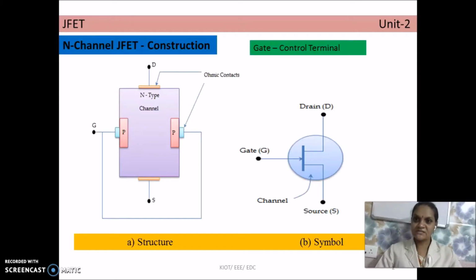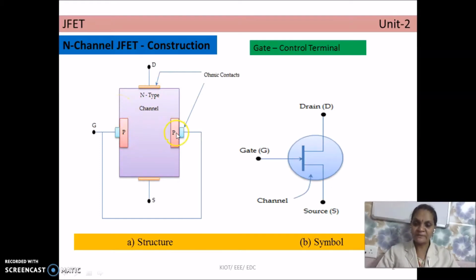First, we will see the construction and operation of N-channel JFET. So this is the construction diagram of N-channel JFET. For constructing an N-channel JFET, as I already told you, this is a semiconductor device. It is formed by P-type semiconductor and N-type semiconductor. So initially you have to take an N-type semiconductor bar, in which the P-type semiconductor, which is heavily doped, is diffused on the middle region on either side of the N-type lightly doped semiconductor bar.